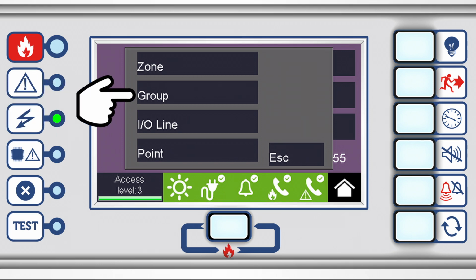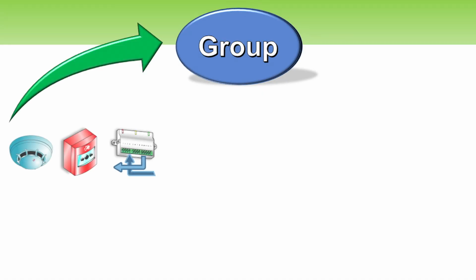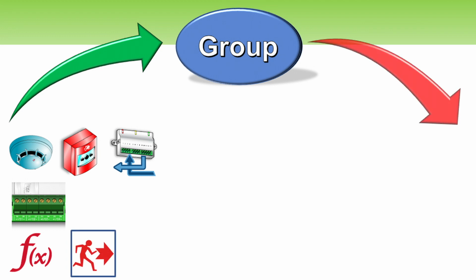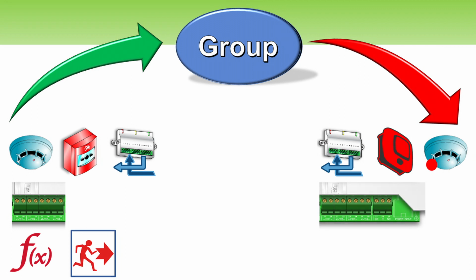Let's talk about groups now. Panel uses groups to activate outputs. Each group has inputs that can be loop devices, such as detectors, call points or input modules, panel on-board inputs, equations, and the evacuation button. The group can activate outputs that can be loop devices such as output modules, sounders or detectors' outputs, and panel on-board outputs.